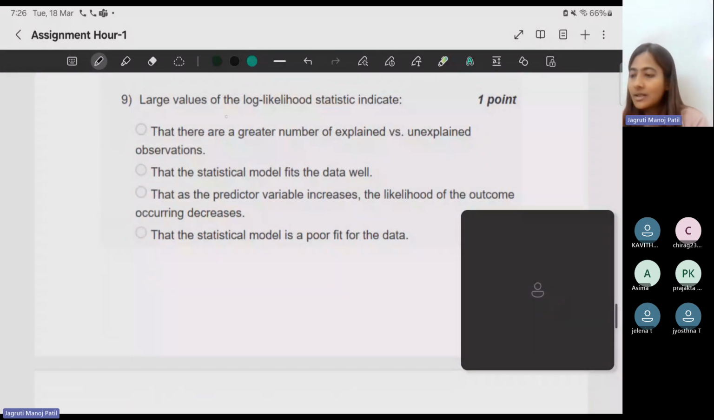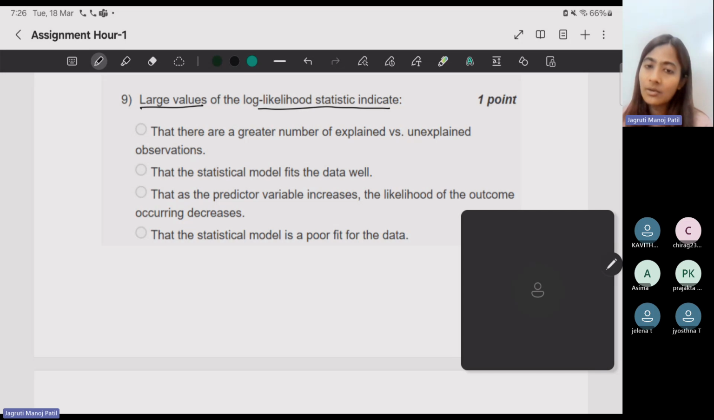Then, large values of the log likelihood statistics will indicate what? This type of question can also be easily misunderstood. These larger values can be your R square value, can be the maximum value of the data set, can be your p value. So you have this number of values.